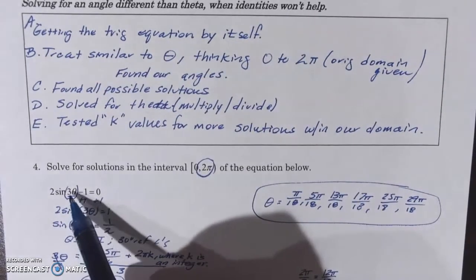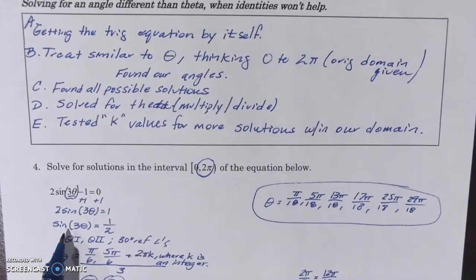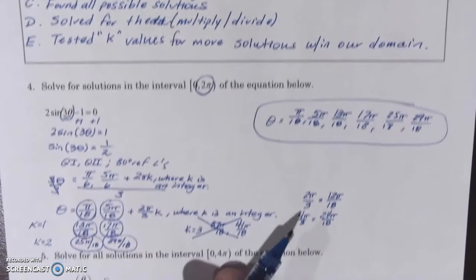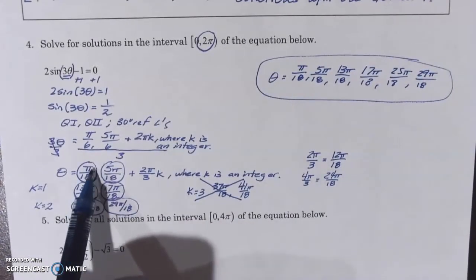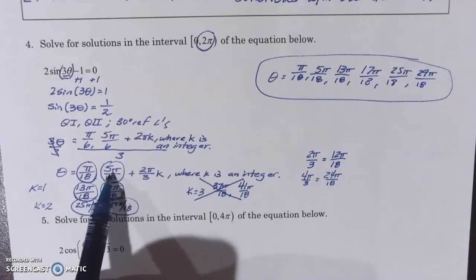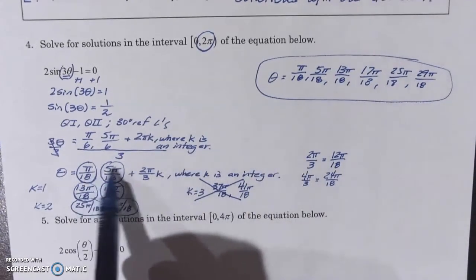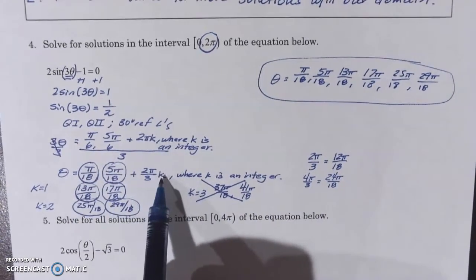We got the trig function by itself using algebra. We found the first two, one rotation around the unit circle, where sine would equal 1/2. That was pi over 6 and 5 pi over 6. Then we thought about all the possible solutions because we knew that there were going to be more. Okay, so we added that plus 2 pi k. We then solved for theta by dividing both sides of our equation by 3. We found our first two solutions were pi over 18 and 5 pi over 18. All the possible solutions would be these two plus 2 pi over 3 k.